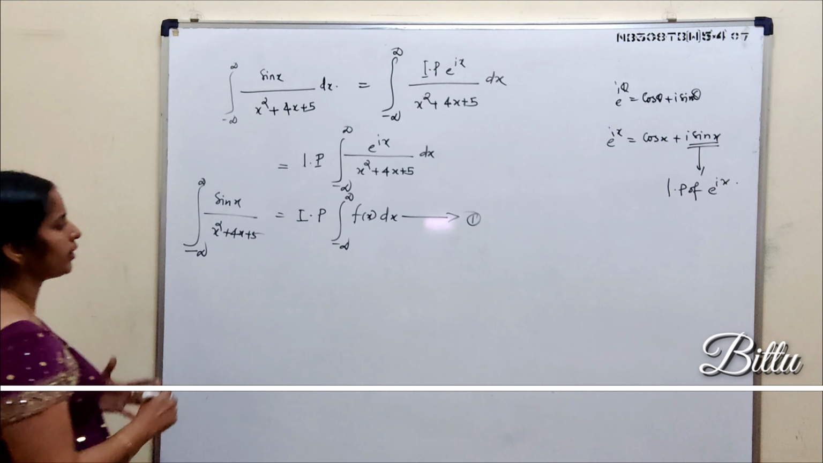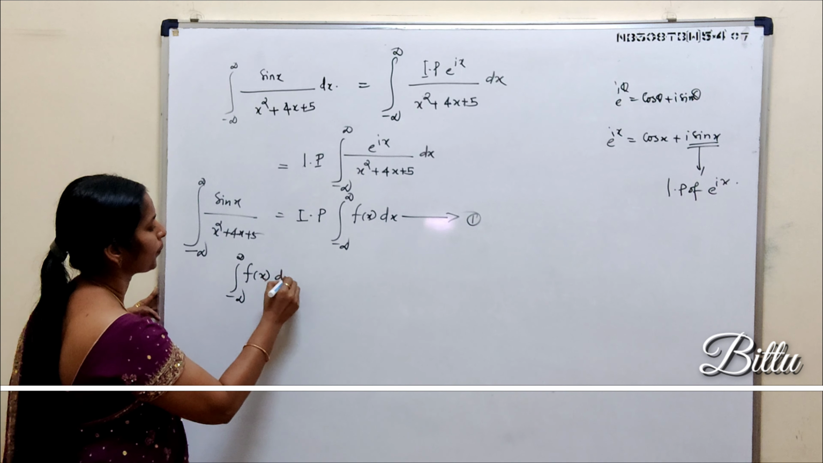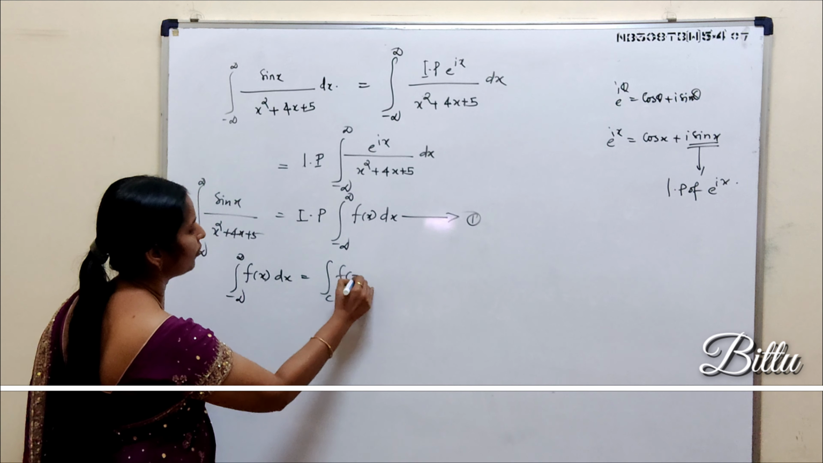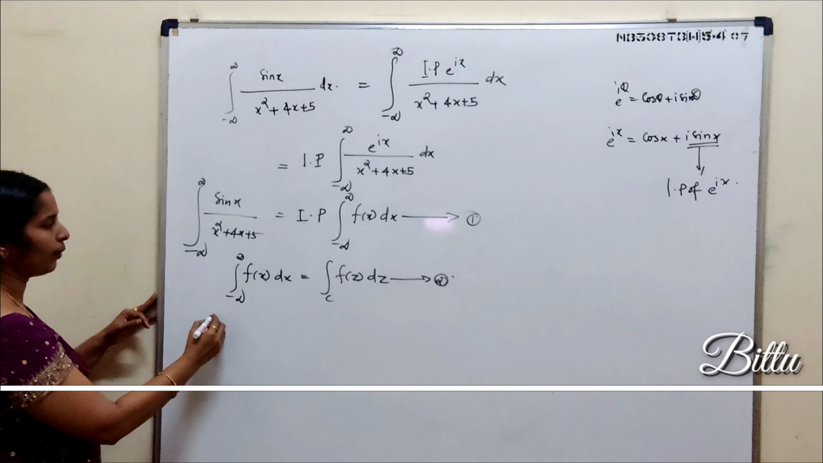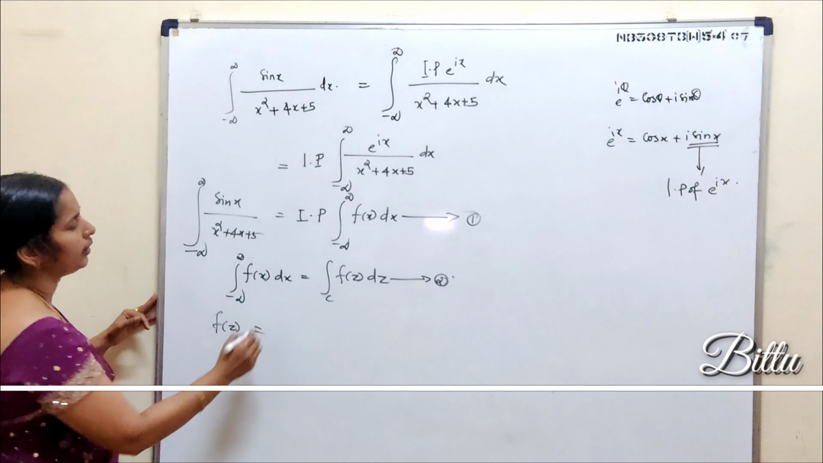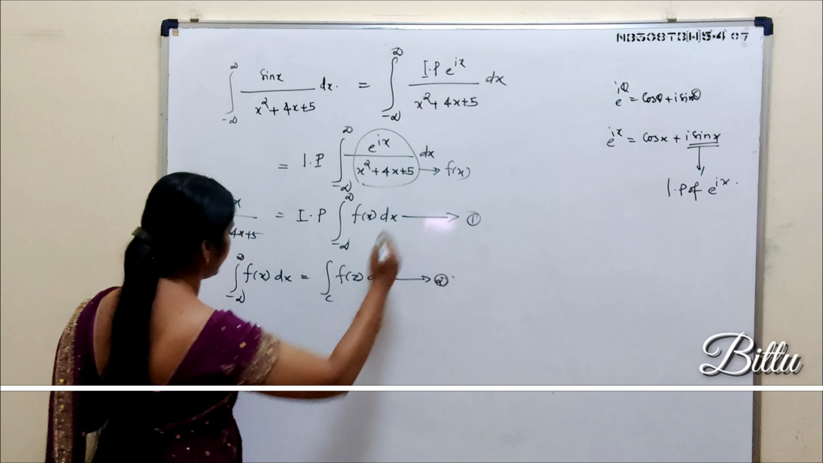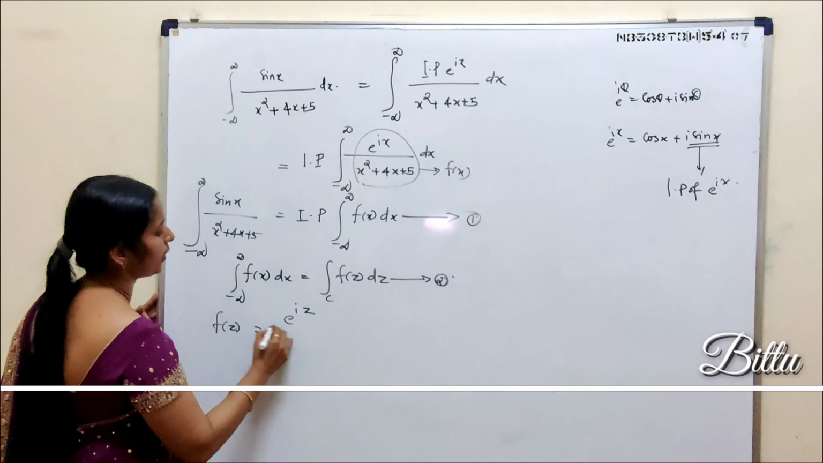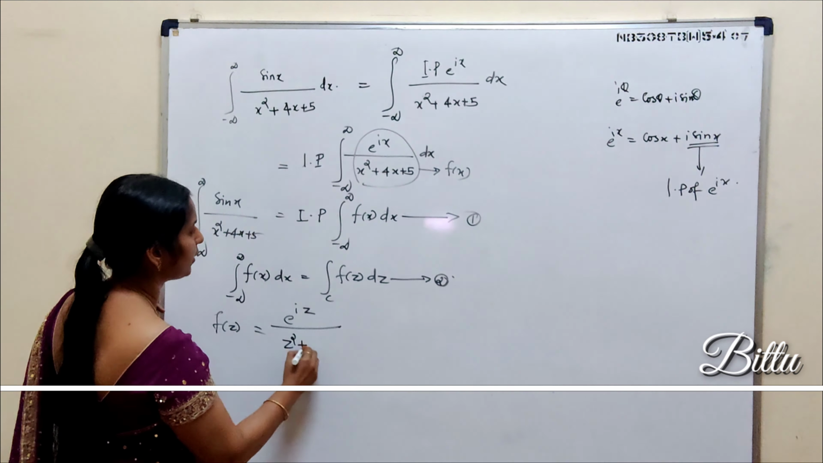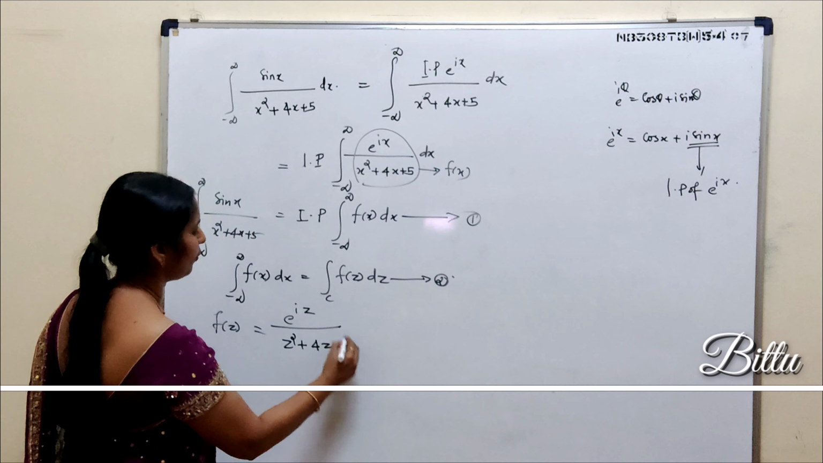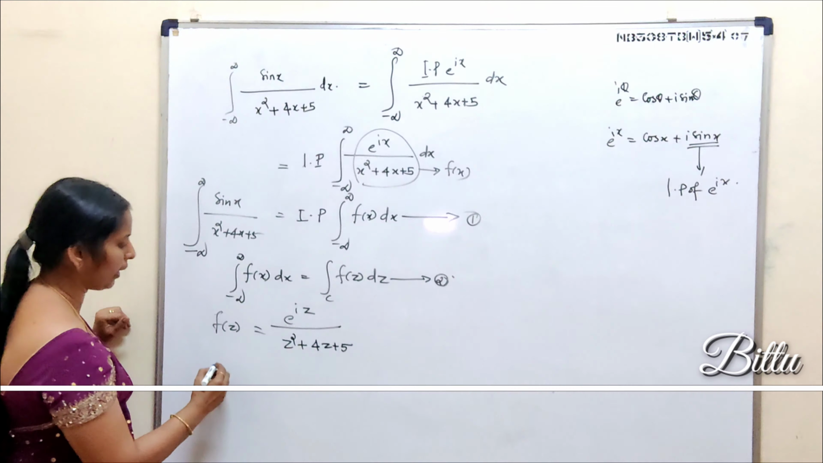Here, in this type, you can see integral from minus infinity to infinity f(x) dx is integral over C f(z) dz. That is equation number 2. Here we have to keep f(z) as this given function f(x). So f(z) is e raised to iz by z square plus 4z plus 5. For applying the residue theorem, we find the singularities.